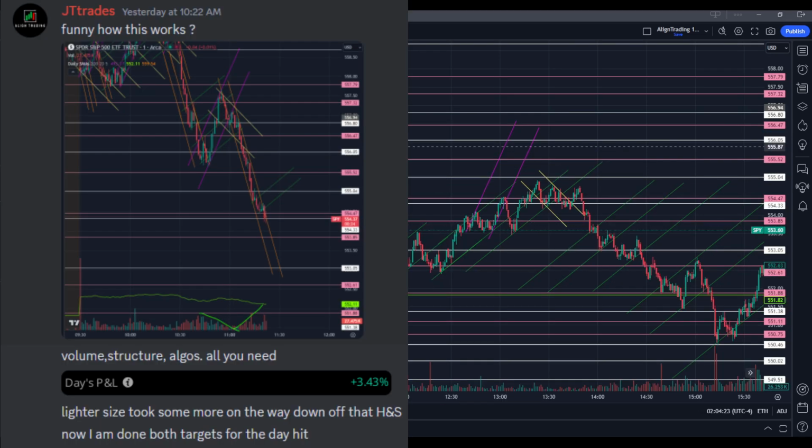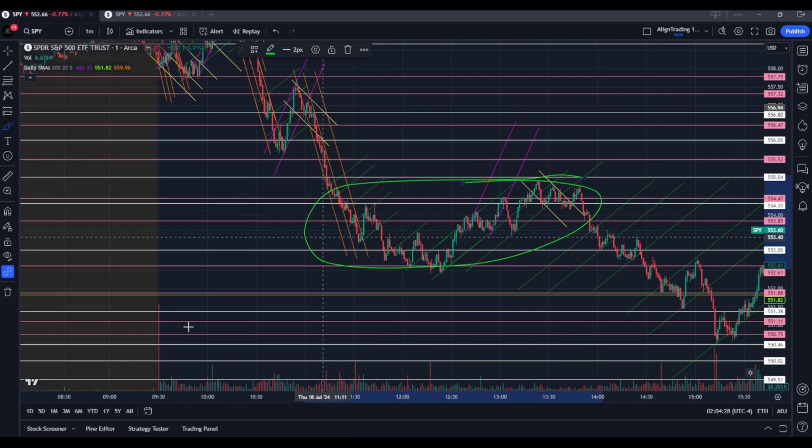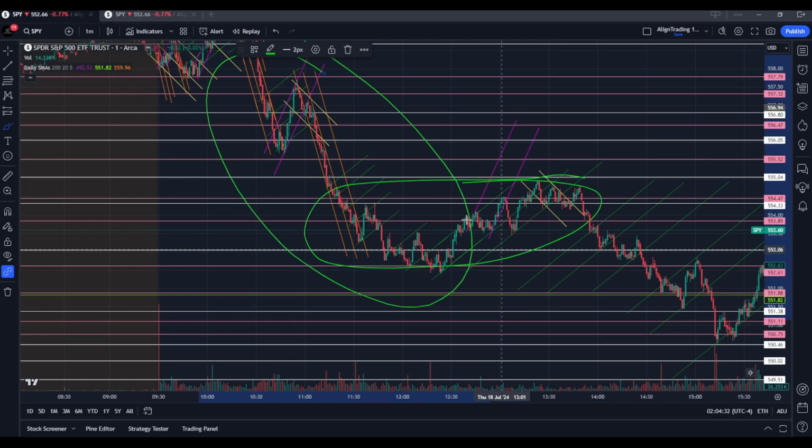Now after that second trade, I was all done for the day. There was no need to continue to trade this chop right here, and I had taken nice positions on the way down, so I went ahead and called it a day.